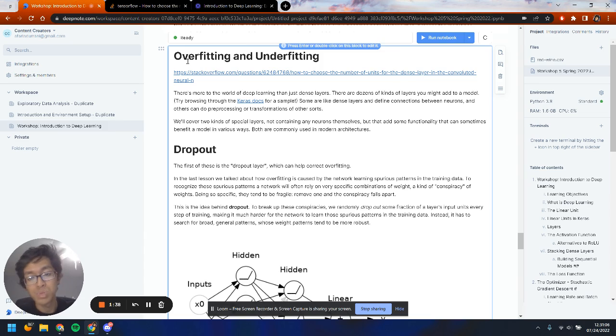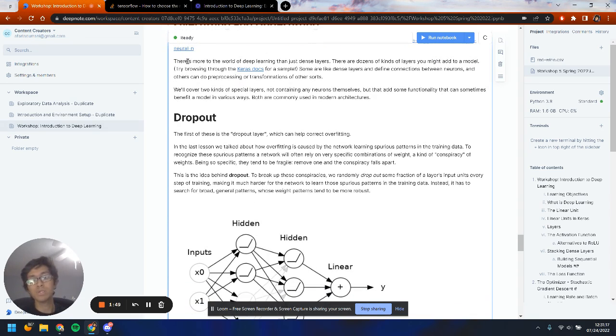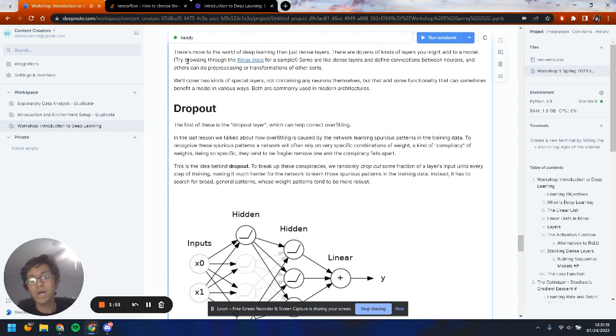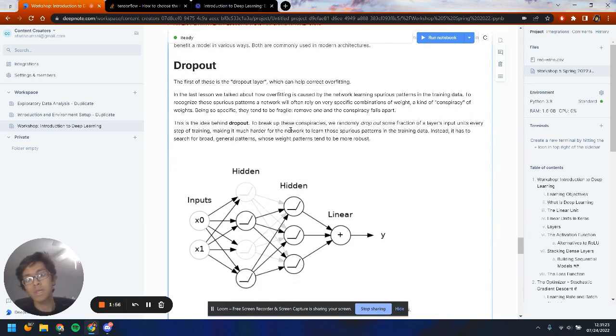So to solve this, we introduce more layers, but not just dense layers that have neurons, more complex layers, more special layers, we call them, that add certain functionality but don't necessarily have any neurons themselves. So one of these layers is what we call a dropout layer, which can help to prevent overfitting.